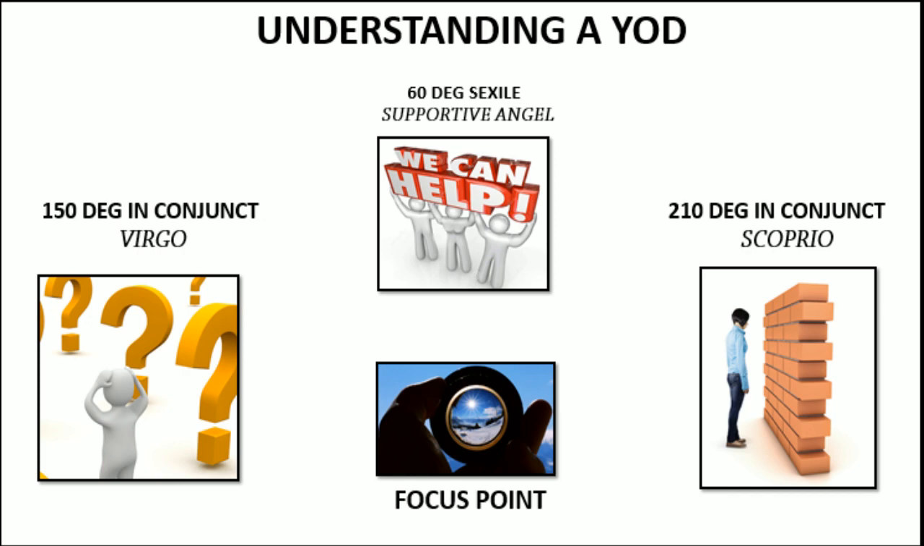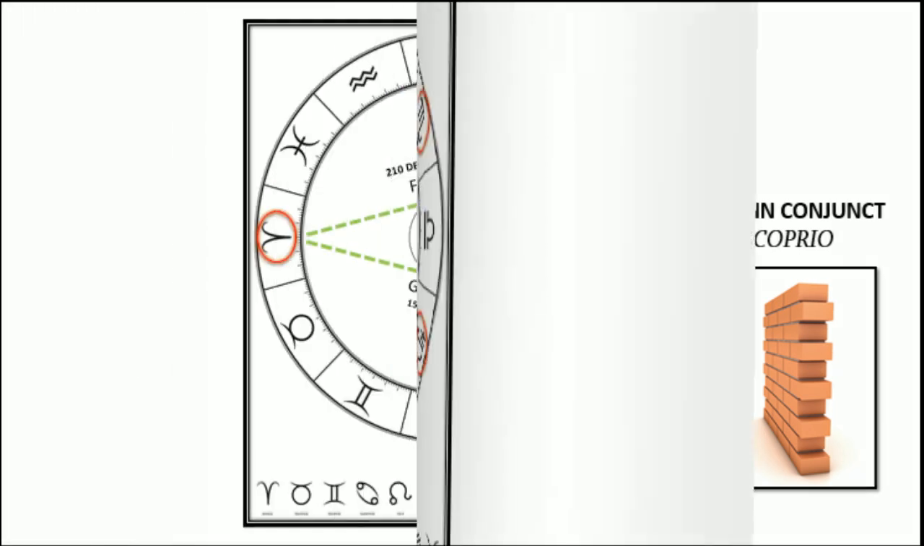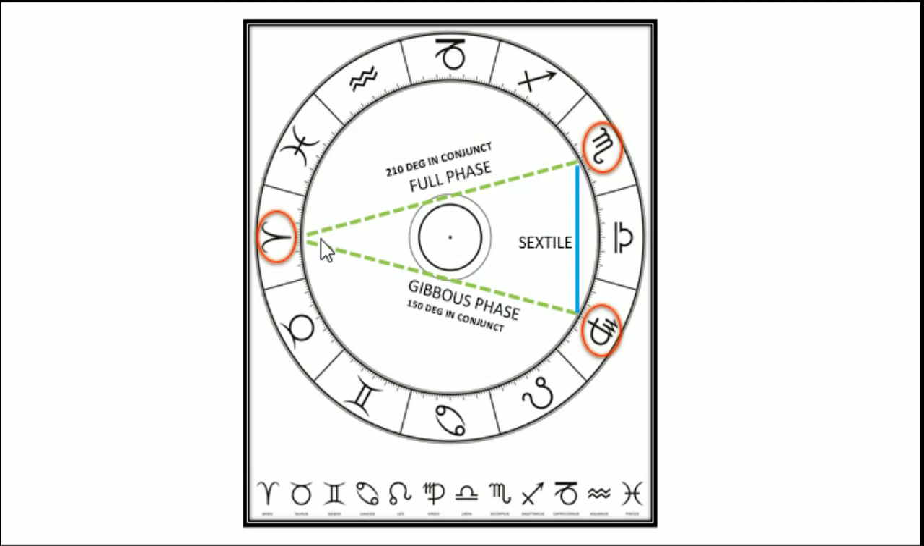Then the 150 degree and 210 degree inconjuncts are saying, here's where the fundamental crises are happening. This is what the focus point is not able to see, or the inconjuncts are not able to support the focus point about. Okay, so if we go back to this chart over here, you can see that that's the focus point. Everything's pointing to there. You can see that the sextiles between these two are supporting each other. And here's the emotional crisis. There's the gibbous phase 150 degree inconjunct.